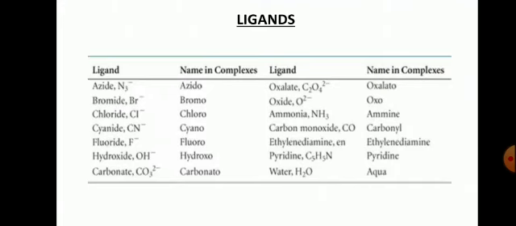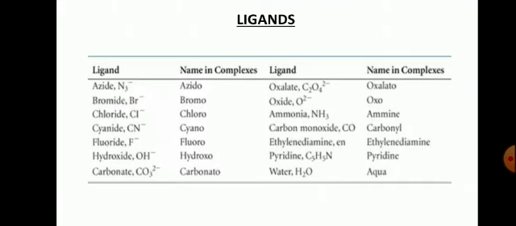What we need to remember here is that in coordination compounds, a suffix O is added in the name of negative ligands. For example, the ligand azide, N3 minus, becomes azido. Bromide, Br minus, becomes bromo or bromido. Chloride, Cl minus, becomes chlorido. Similarly, we have cyanide as cyano, fluoride as fluoro, hydroxide as hydroxo, carbonato, and oxalato, which is derived from oxalic acid.